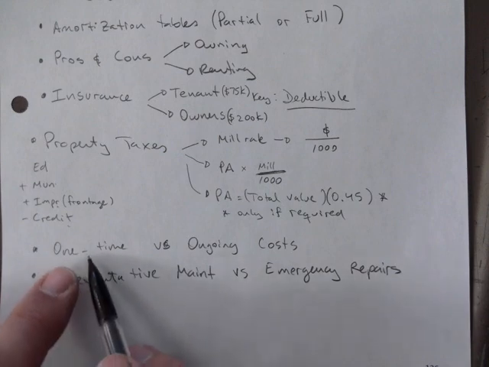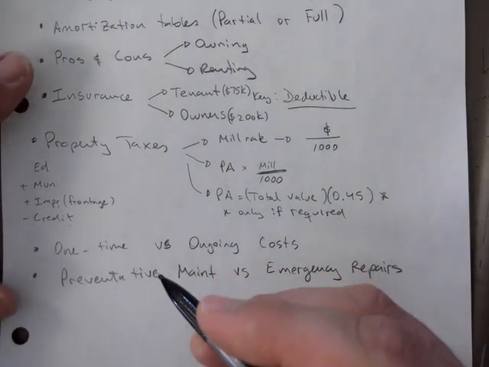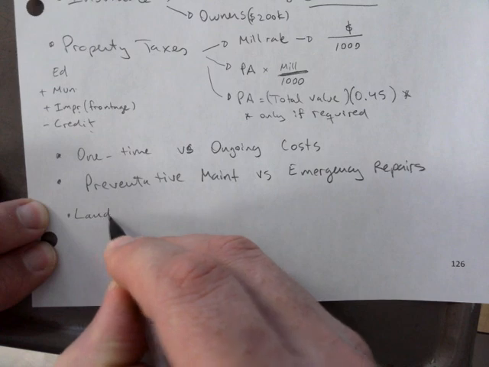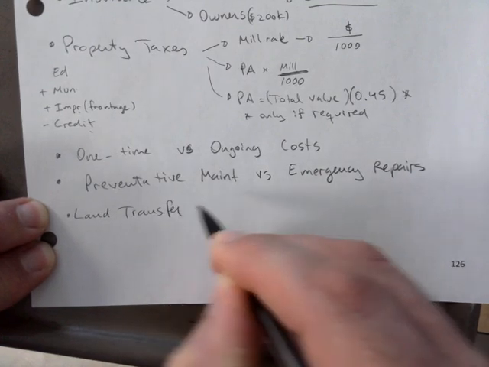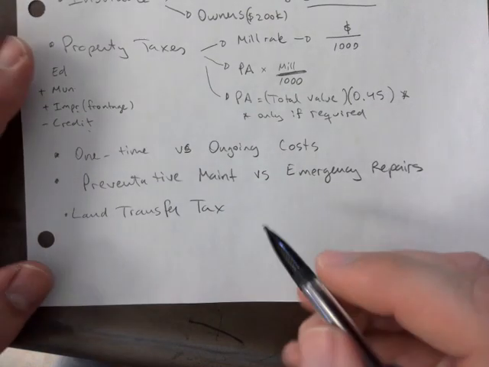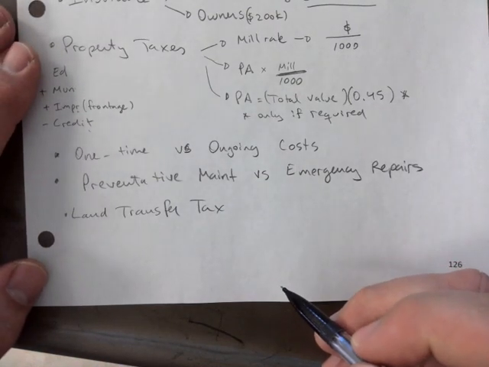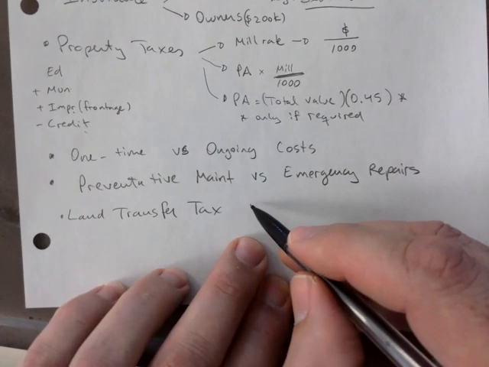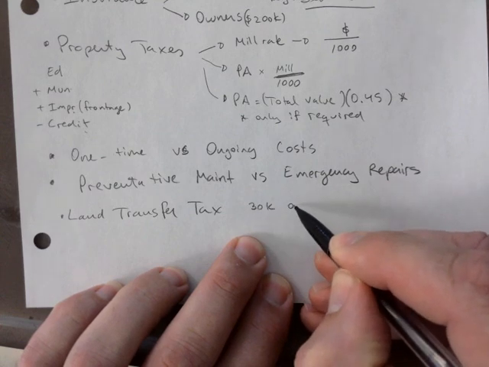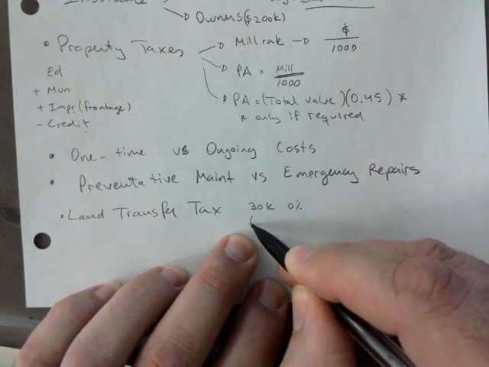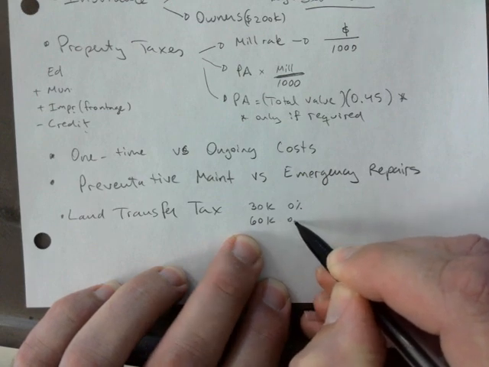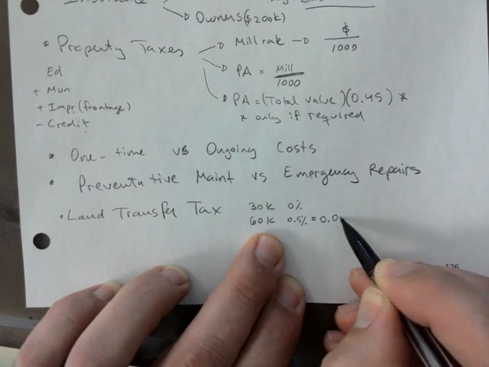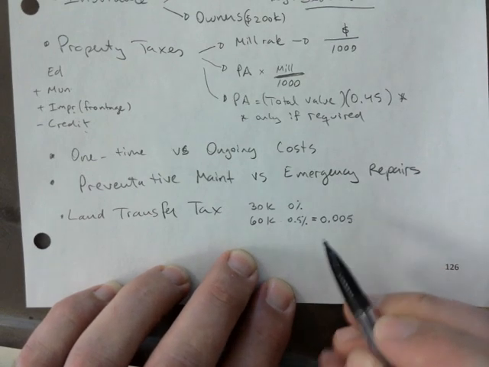One time would be your land transfer tax, which is my next topic here. Land transfer tax. Don't forget about that one. I think, honestly, a lot of you know what to do, but you make a mistake right here. Like when it's the first 30K, 0%, right? Then the next 60K is 0.5%, but what is that as a decimal? 0.005. So some of you are getting that wrong.